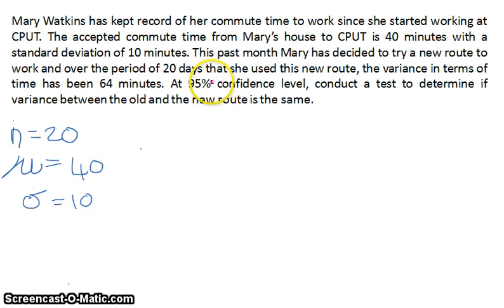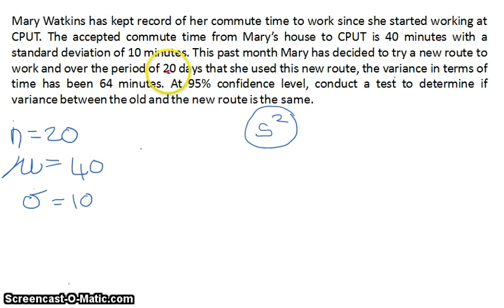Okay, reading on. That she used this new route, the variance in terms of time has been 64 minutes. So, interesting, now we read about variance and we know that there's a relationship between variance and standard deviation. The relationship is that standard deviation squared is variance.